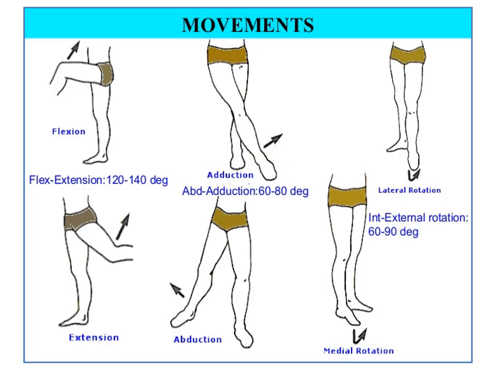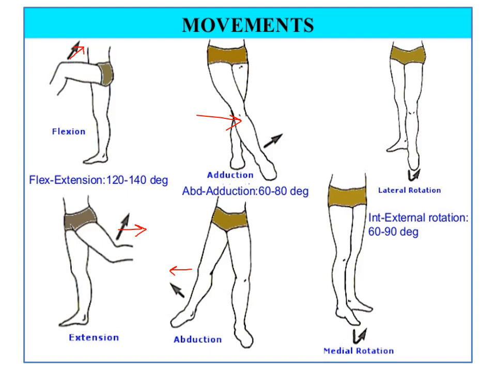This is just an image showing us different forms of movement at the hip joint. Flexion is the movement of the thigh towards the trunk. Extension is the movement of the thigh away from the trunk. We have abduction and adduction. Abduction is the movement of the thigh away from the midline. Adduction is a movement towards the midline.